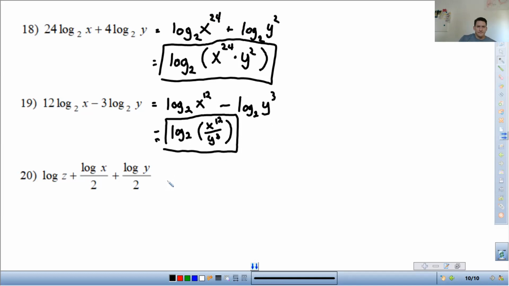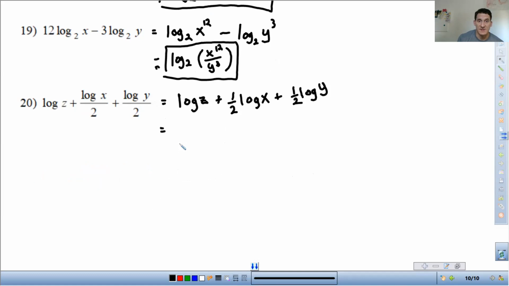Last problem. So remember, this is the same thing as 1/2. So log of z divided by 2 is the same thing as multiplying by 1/2. So you could actually skip this step if you're doing it on your own, but I just want to make sure everybody understands where the 1/2 exponent comes from. So the 1/2, the coefficient there, I'm going to move those into the exponent.